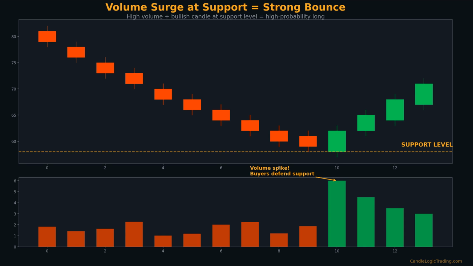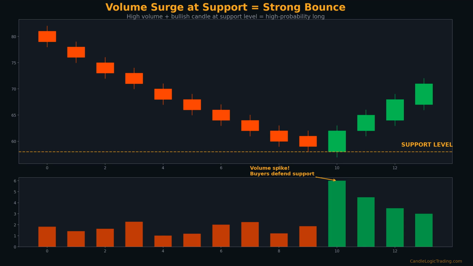Now contrast that with a low volume touch of support. The stock drifts down to the level on light volume, hangs around for a bit, and then bounces weakly. That bounce is not trustworthy. There was no battle, no conviction from the buyers. The level might hold temporarily, but it is much more likely to break on the next test.